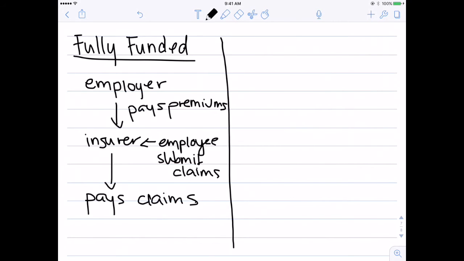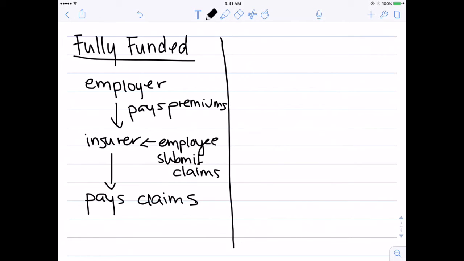When are the employees submitting their claims? Well, it's not the day after premiums are paid. It's going to be months and months later. So you might have an employer who pays premiums on August 1st, and sometime in August the employee goes to the dentist, gets their teeth cleaning done, whatever you happen to have, and then sometime in September or October the employee gets around to submitting the claim.